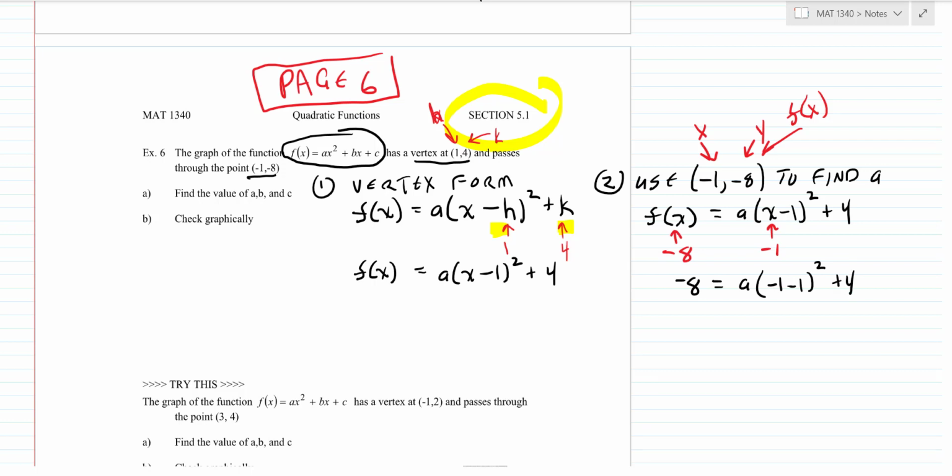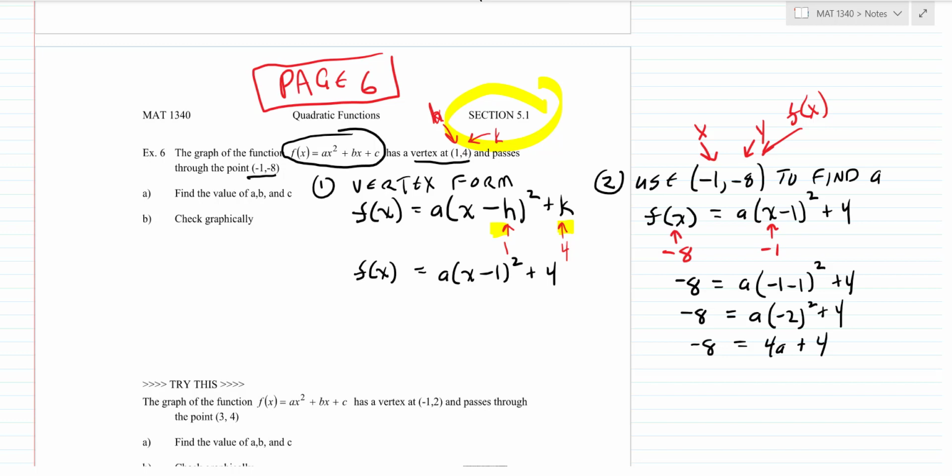Now, you're going to solve that equation for a. Basic arithmetic, you get -8 equals a times (-2) to the second plus 4. So that will be -8 equals, and let's just write that as 4a. (-2) to the second is 4. So just write that as 4a plus 4 like that. Okay, so I'm plugging the point in. Is everybody following what I'm doing there so far?